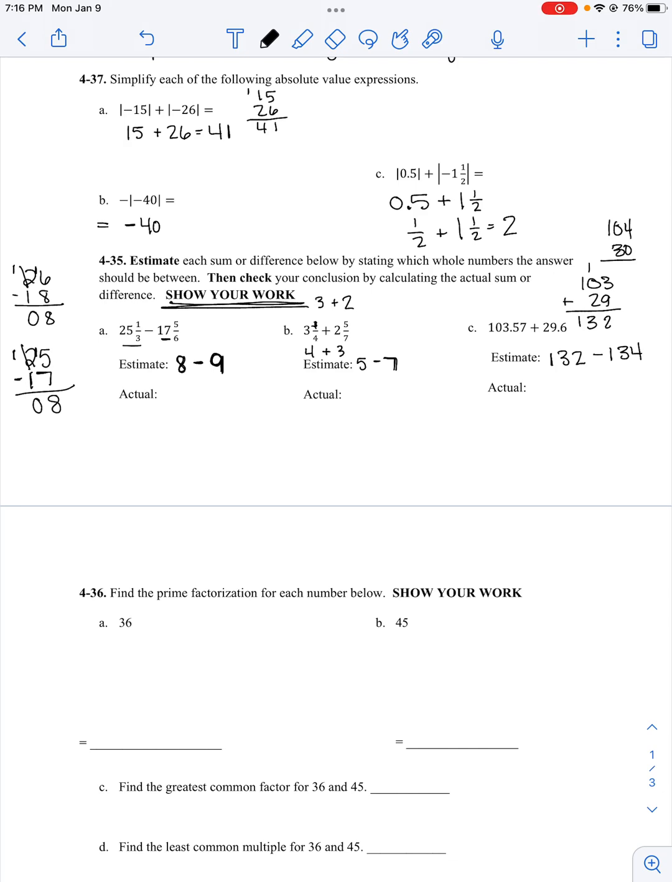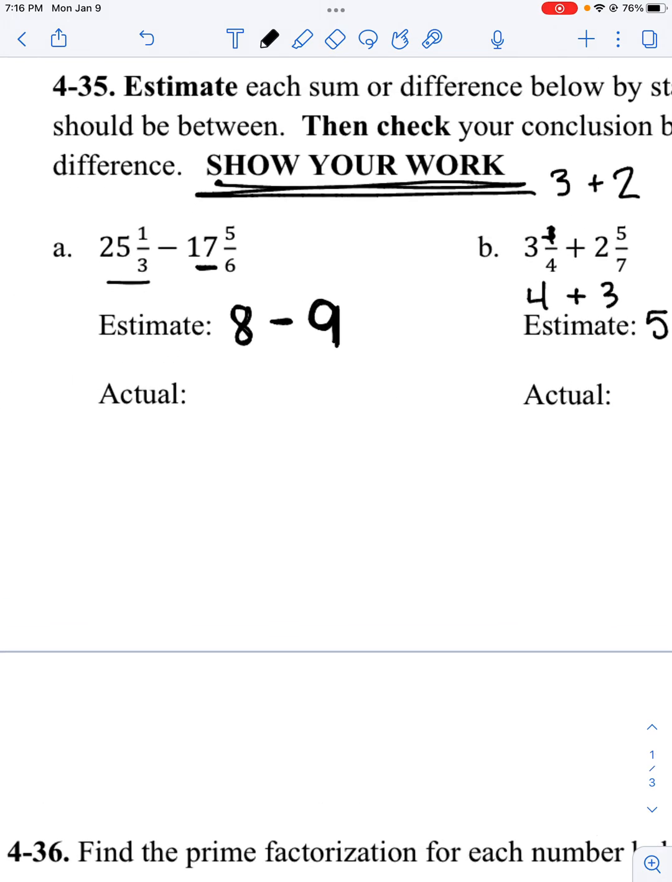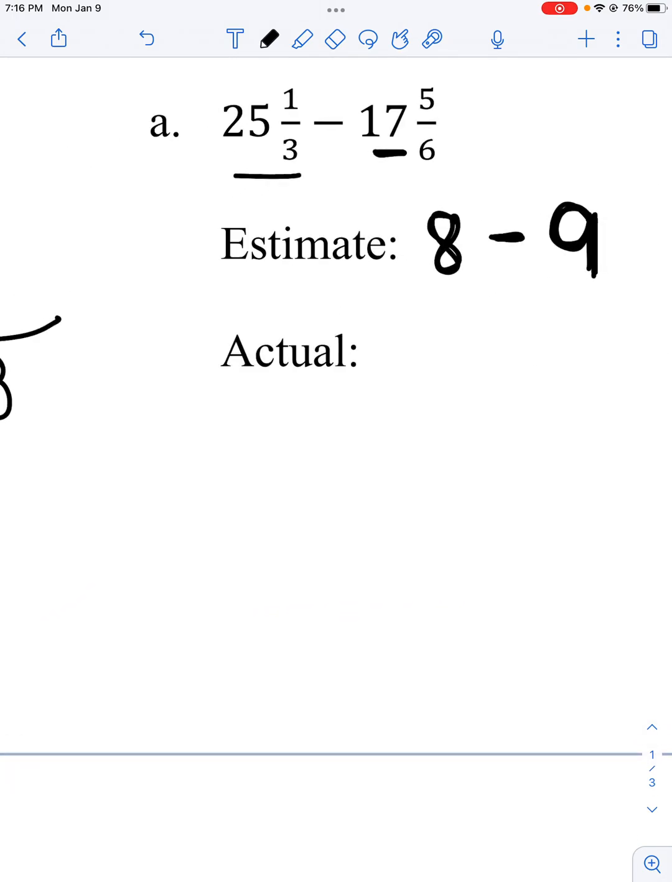Okay. Now I have to find my actual answer. So 25 1/3 and 17 5/6, I'm subtracting them. Okay, the best way to do this, I'm going to zoom in, is to take my, because I'm subtracting especially, I'm going to create an improper fraction by following the steps to do that. So 25 times 3 is 75, plus 1 is 76/3, minus 17 times 6, and I can use a calculator to help me, is 102 plus 5 is 107/6.